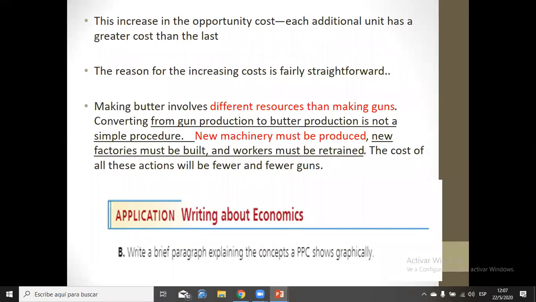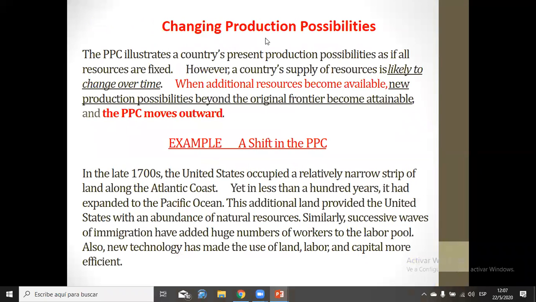Now, that brings us to this section, changing production possibility, or shift. Shift means change. Shift significa cambiar, okay? PPC illustrates a country's present production possibility as if all resources are fixed. However, the economy's supply of resources is likely to change over time. Pay attention to this: when additional resources become available, new production possibility beyond the original frontier becomes attainable.